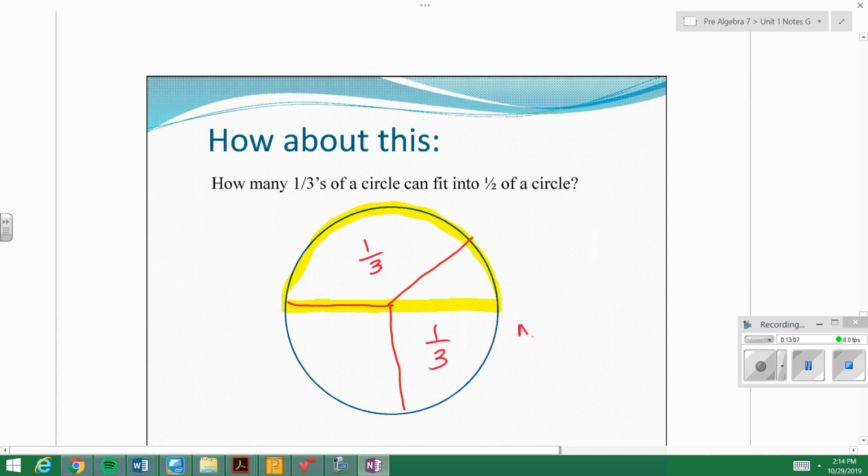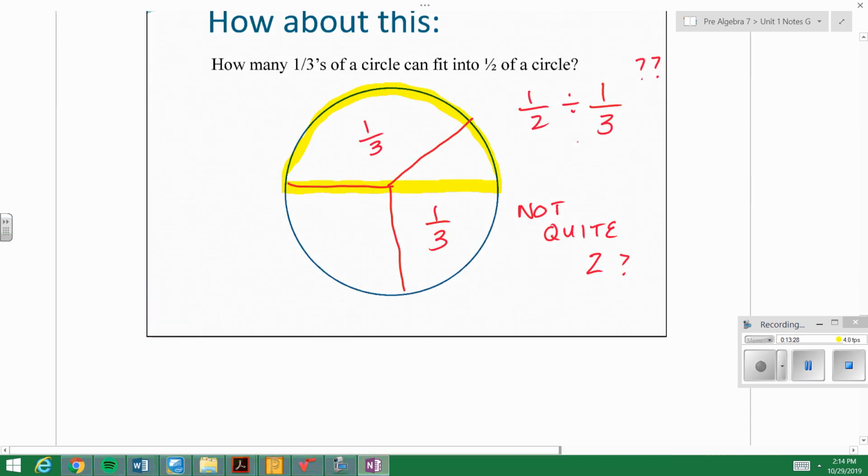So not quite 2. How many? So if I take 1/2 and I divide it by 1/3, I'm looking at something that's a little harder to count. So spoiler alert, this is what is going to happen. When you are dividing by a fraction, it does the same thing as multiplying by the reciprocal.